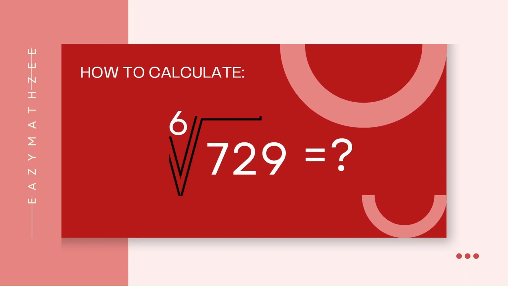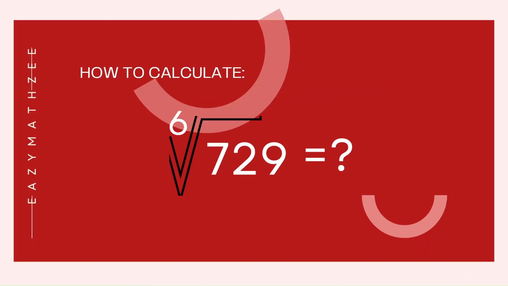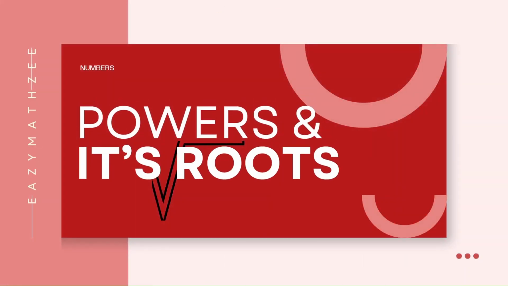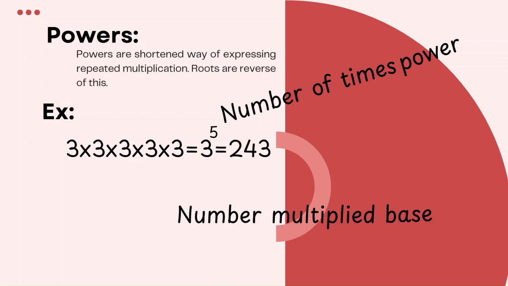Before solving the sum, we need to know about powers and power roots. Powers are a shortened way of expressing repeated multiplication. See, 3 is multiplied many times. How many times? 1, 2, 3, 4, 5. 5 times. So it is represented with 3 as the base and 5 as the power.